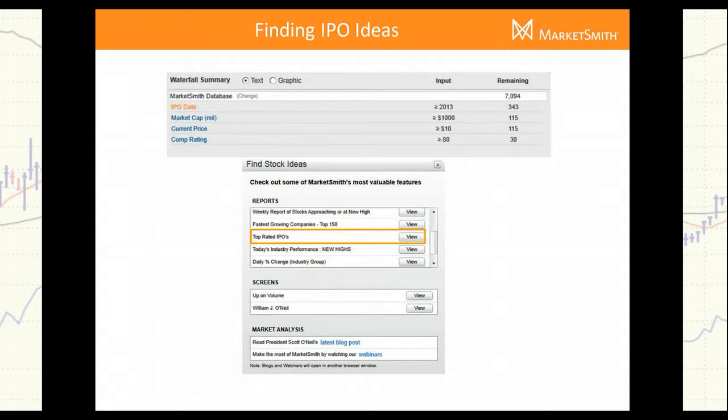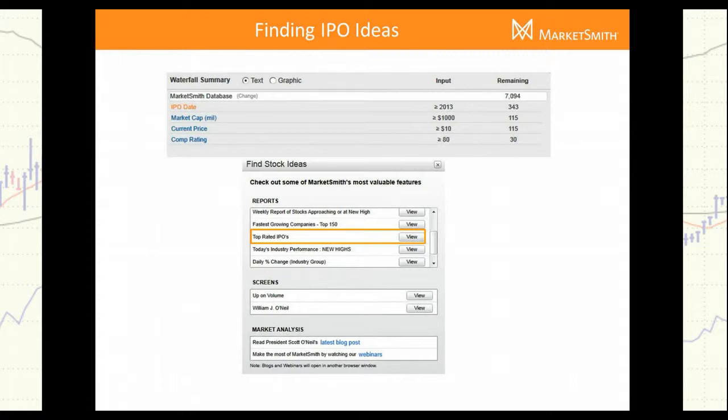So there are 2 easy ways in MarketSmith to do so. One is to just build a screen, and here are the 4 criteria that I use for the screen, and you can build that really quickly. If you need some help building a screen, you can always give us a call. We'll walk you through that process. The IPO date is just in 2013 or later, a market cap over $1 billion, current price over 10, and a composite rating over 80.